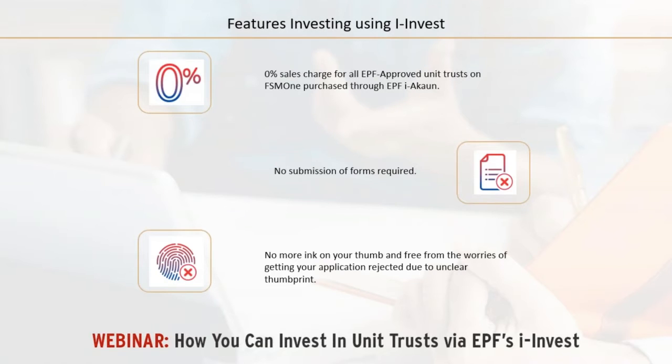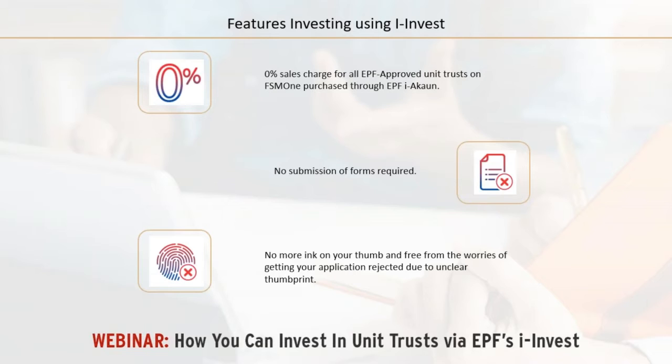There are a few new features in the EPF online transaction portal. The first is zero sales charge for all EPF-approved unit trust funds in our FSMOne, if you invest through the EPF i-Invest account. The second feature is no more form submission, but there are still exceptions for two fund houses.